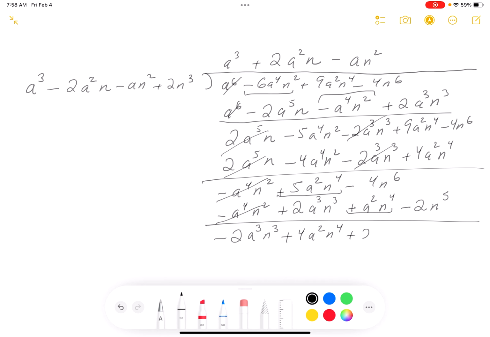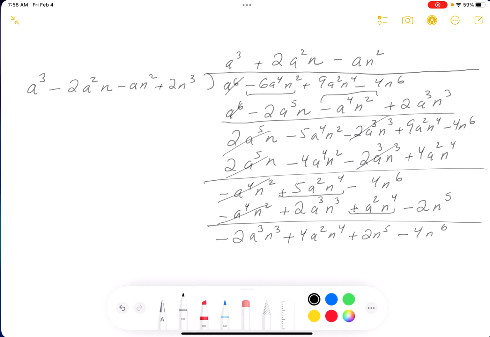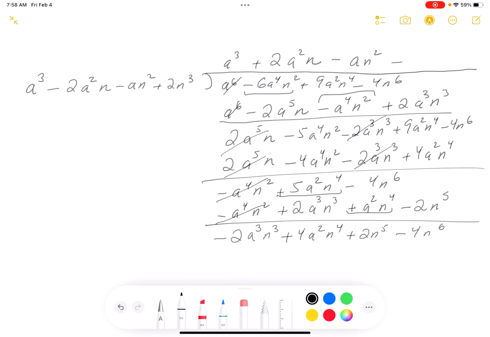Let's see, plus 2n^5 minus 4n^6. All right, I'm going to match again, don't I? And I'm going to say minus 2n cubed. And what does that give you? Minus 2a cubed n cubed.